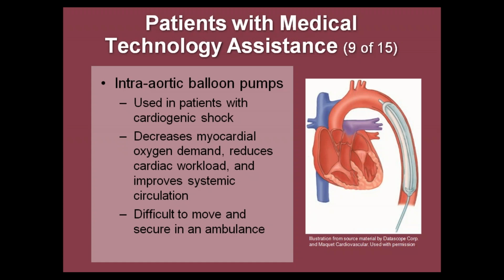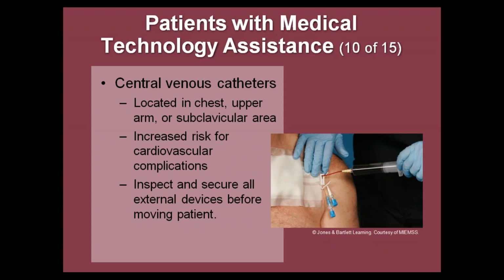Cool. All right. Central venous catheters are located in the chest, upper arm, or subclavicular area. We experience this a lot, obviously, with our transports in and out of Life Care, Lacrosse, NIAC. There's an increased risk for cardiovascular complications. You want to inspect and secure all external devices before moving this patient. A good thing is to make sure the nurse has confirmed the flows are still good. This is something that typically you're not going to be managing.